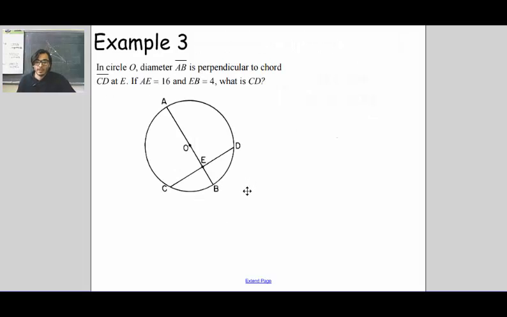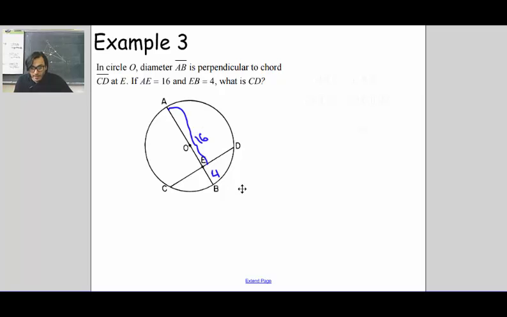It says in circle O, diameter AB is perpendicular to chord CD at E. If AE equals 16, so we know that this segment piece here is 16. And we know EB is 4. So this is 4. EB is 4. What is CD?